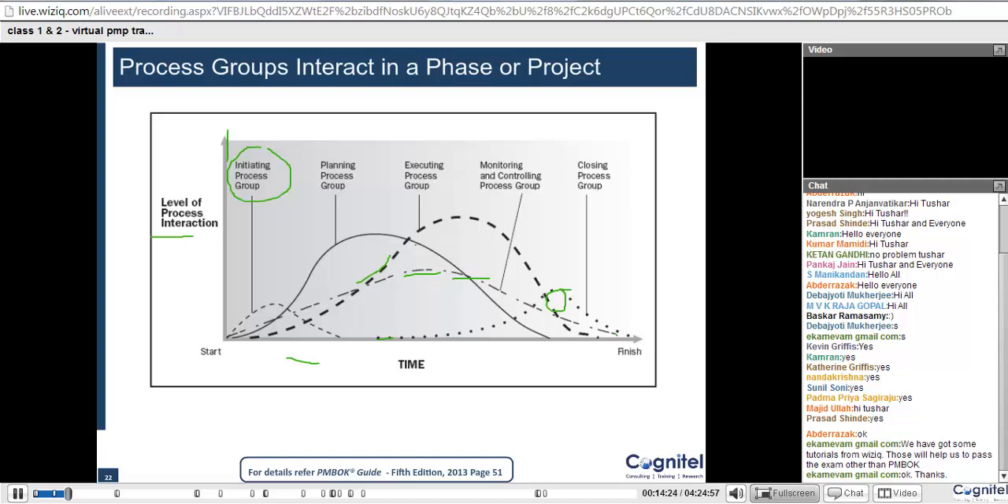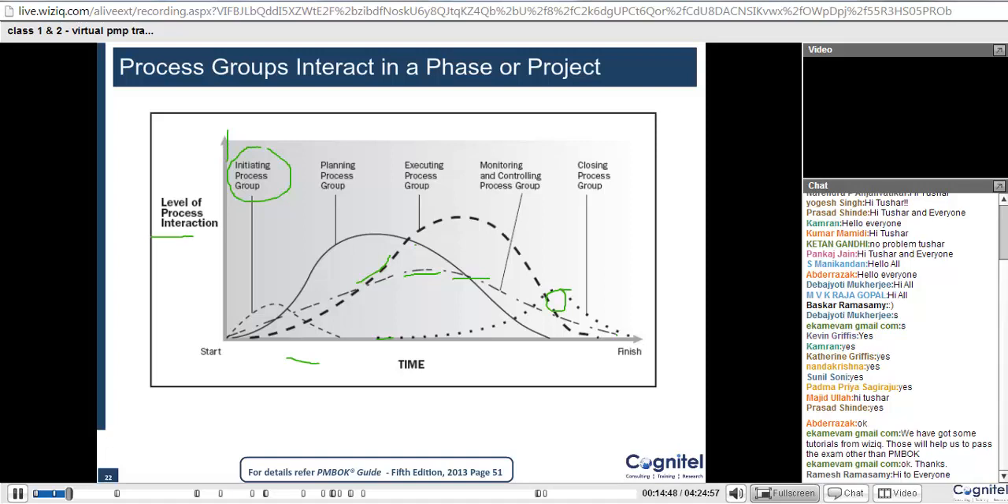But of course most of the time these process groups would be visible, or there would be at least three of them, which is planning, execution, and monitoring controlling, available mostly throughout the project. At least I can say 80% of the time you would see three of them in the project. Make sense?